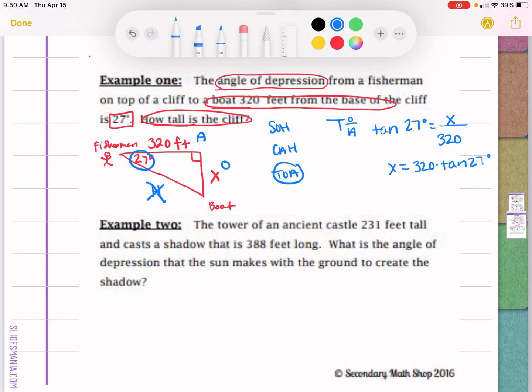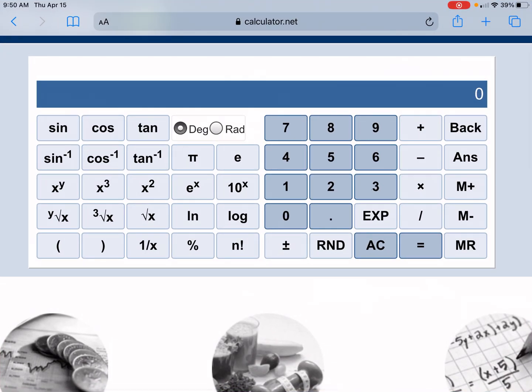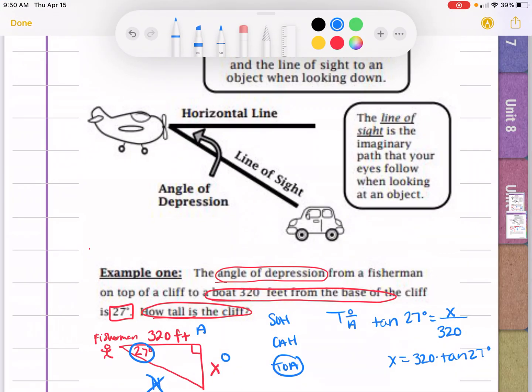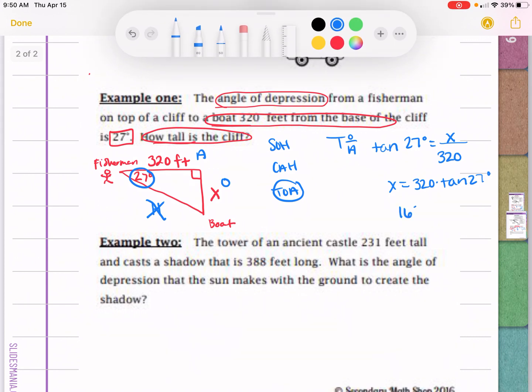Once I have my problem set up, I can go to my calculator. I'm going to plug it in, and this comes out to about 163 feet. So here I get about 163.0, and then my units are feet because that's how tall the cliff would be in this picture.